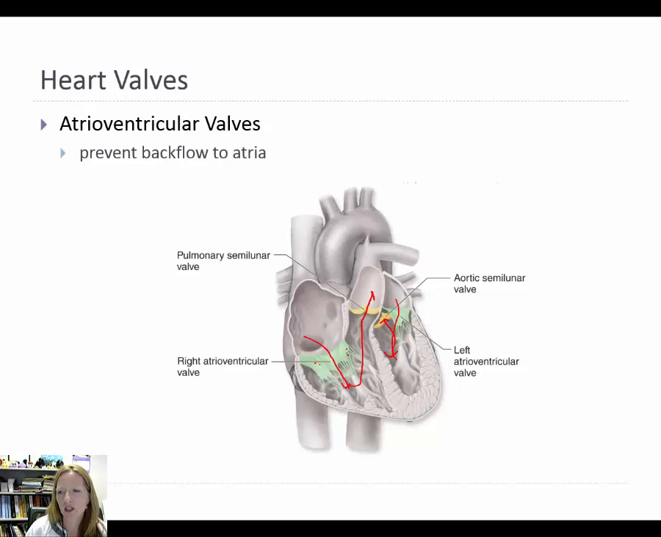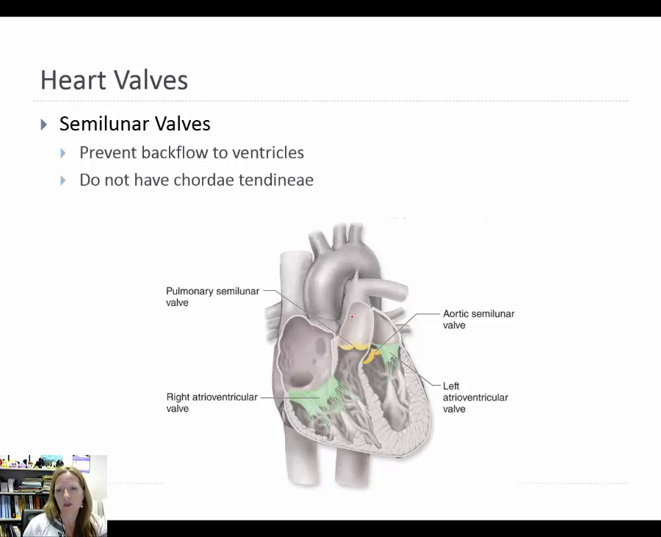So these are going to shut whenever the blood is moving from the ventricle into the next great vessel. I keep saying vesicle. The next great vessel. All right. So let's take a look at the semilunar valves. The semilunar valves are going to prevent backflow back into the ventricles. This is what we do not want to happen. Remember, we want it to happen this way. This is what we want. This is not what we want. So they prevent that from happening.